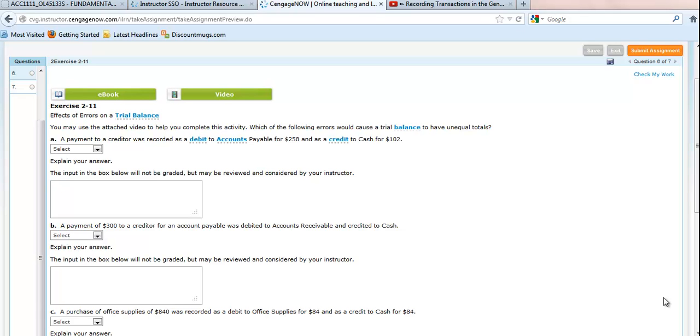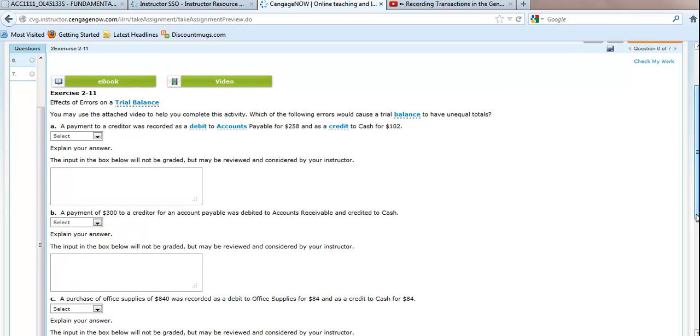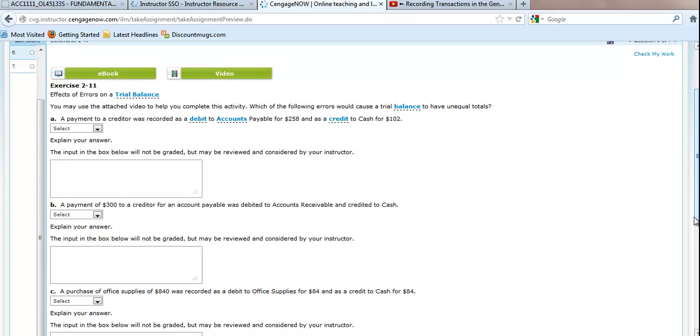Now we're going to take a look at the effects that errors can have on the trial balance. So we have a series of situations here in front of you, and we're going to talk about what happens under each of these different scenarios. It says that you can use the attached video to help you complete this activity. So I would encourage you to also go back and watch this video.